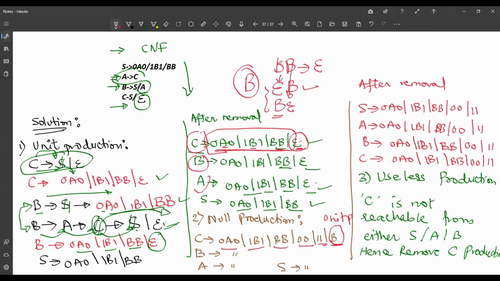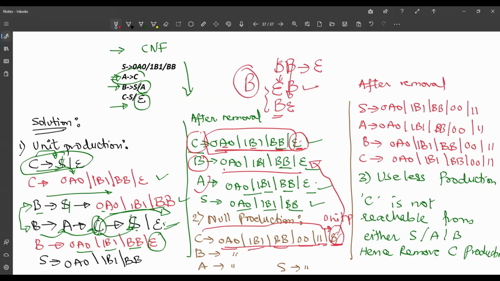But this single B itself is a unit production, because C is now producing a single B, and B is producing the same thing. So here we are going to remove the unit production, and we will get the same value again in the C production. So there is no need of writing the same thing again and again. That's why we have written these values only once.